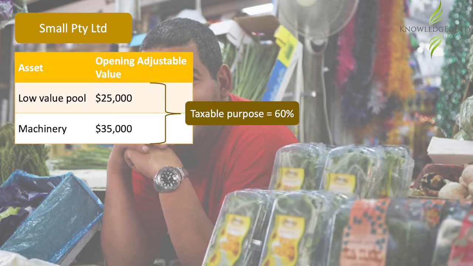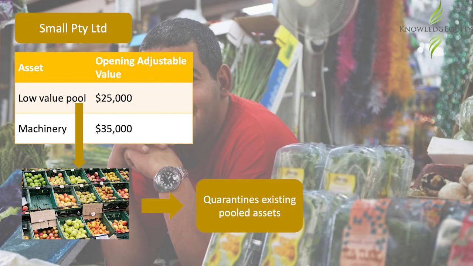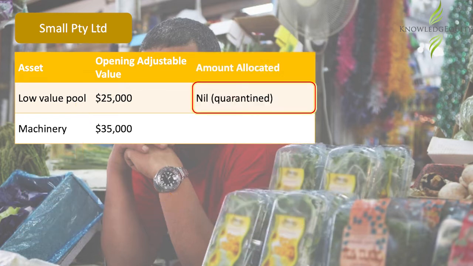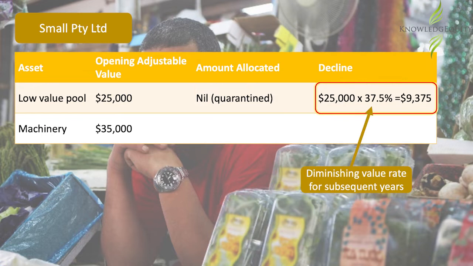Upon entering the SBE Capital Allowance system with existing assets, Small Proprietary Limited quarantines its existing low-value pool and software development pool. Assets in the low-value pool are not allocated to the SBE pool, and the decline in value is calculated as per normal for a low-value pool. That is, the rate for subsequent periods based on the asset's opening adjustable value.